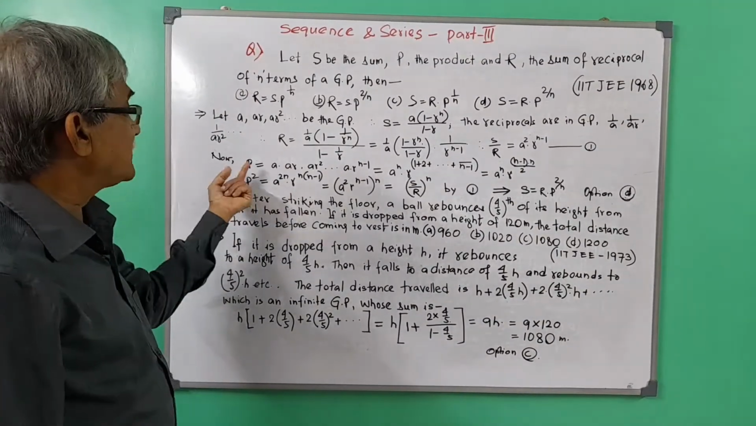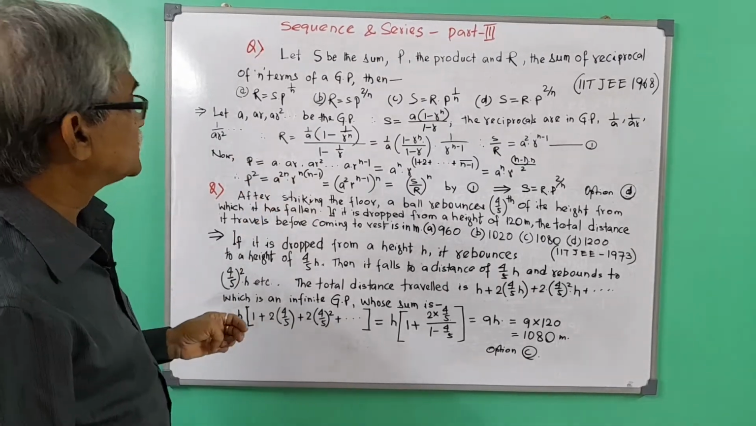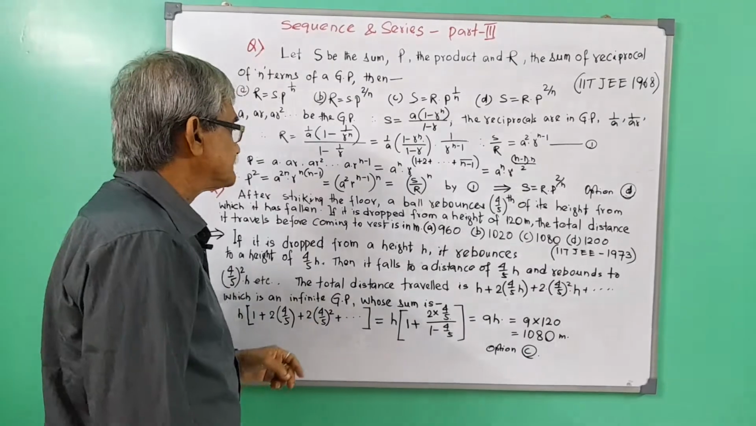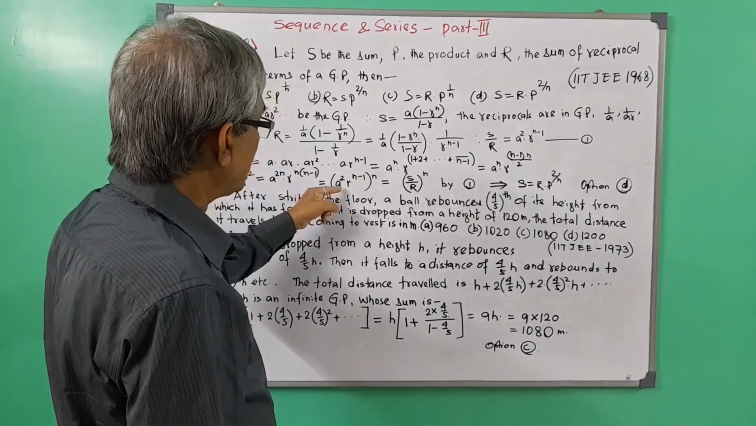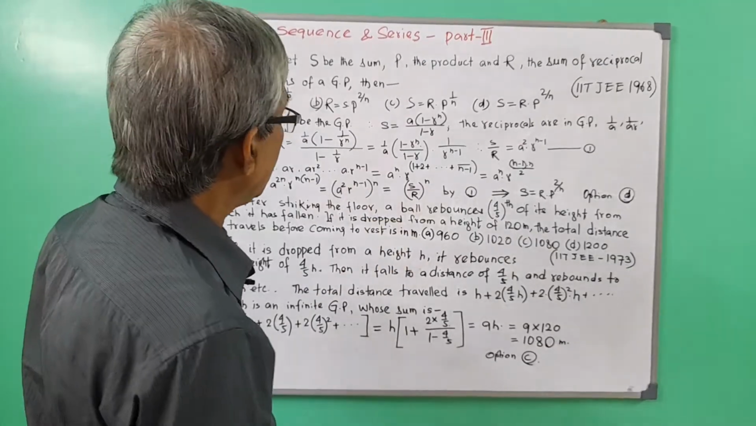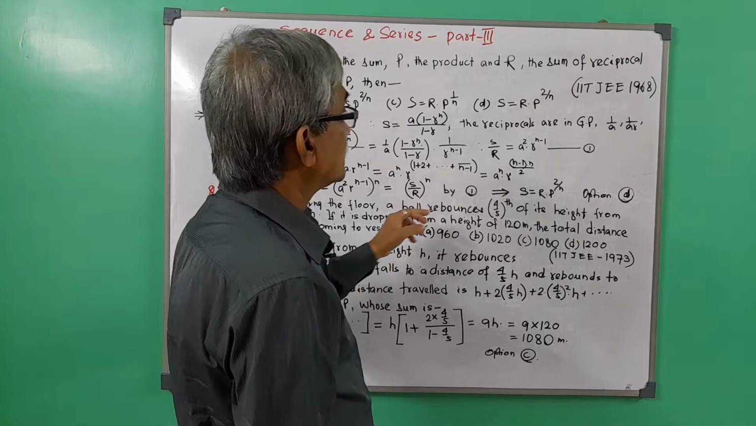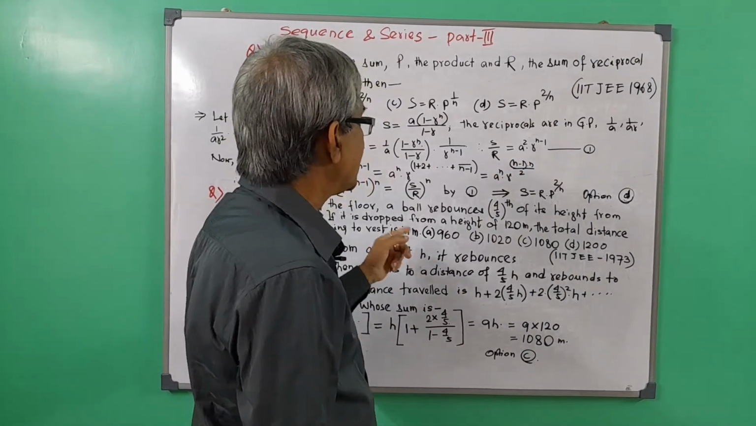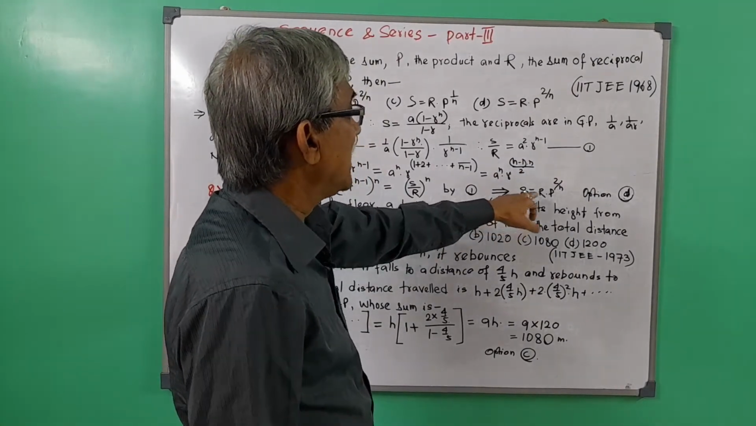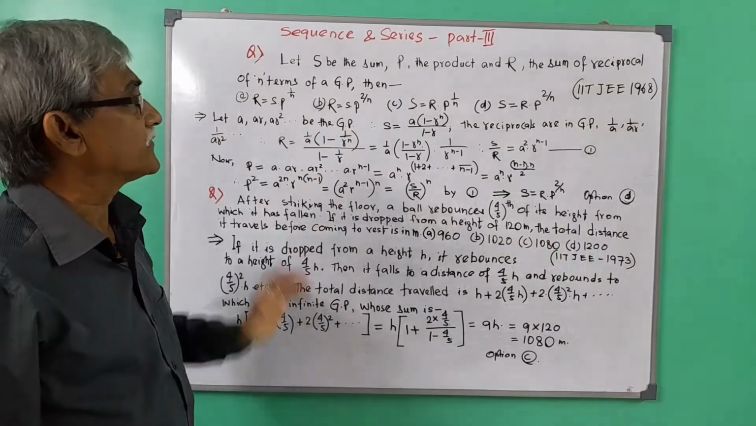Therefore, p square, you are just squaring it up. P square is equal to a to the power 2n into r to the power n into n minus 1. And that equals a square into r to the power n minus 1, whole to the power n, and that equals s upon r whole to the power n. So by 1, you can get that s is equal to r into p to the power 2 by n, which is the option D. So option D is the correct answer.